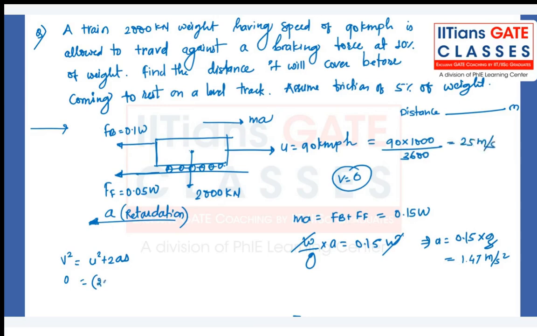So 25 square plus 2 into acceleration, which is already calculated, that is 1.47, but that is retardation, so you should consider it as negative: minus 1.47, into distance. So this will give you the distance. 25 square is 625 divided by 2 into 1.47 will give you around 212 meters. So 212 is the correct answer in this case.